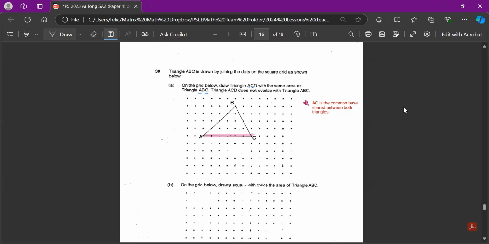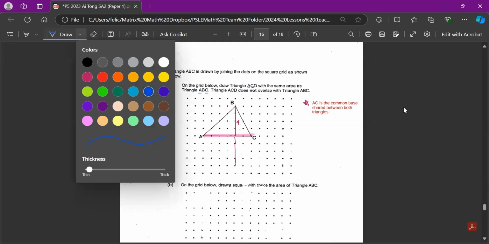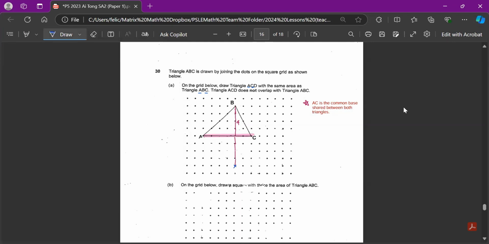So that means I just need to calculate what's the height of triangle ABC first. So the height, if you observe, is actually this one. Okay, 1U, 2U, 3U, 4U. So every gap is 1 unit. Alright, so that's 4 units of height. So that means the height for ACD should also be 4 units. Okay, so you can just use the same height. So 1, 2, 3, and 4. All right, which means that your point D should be here.